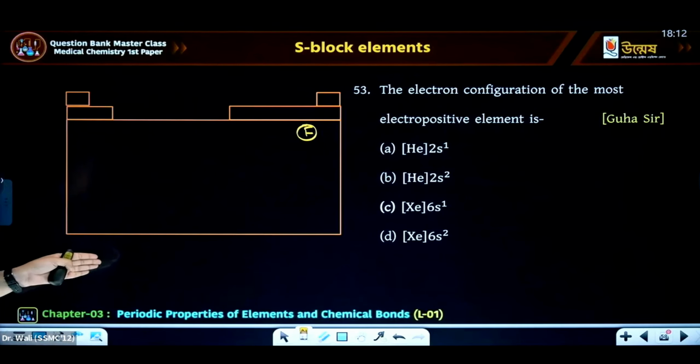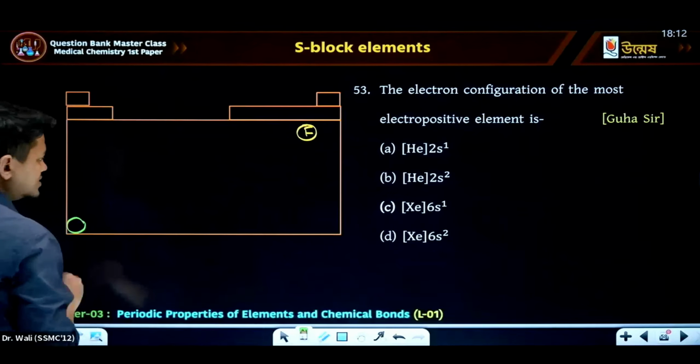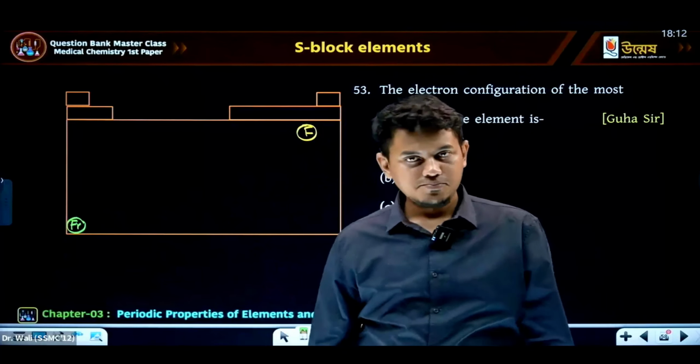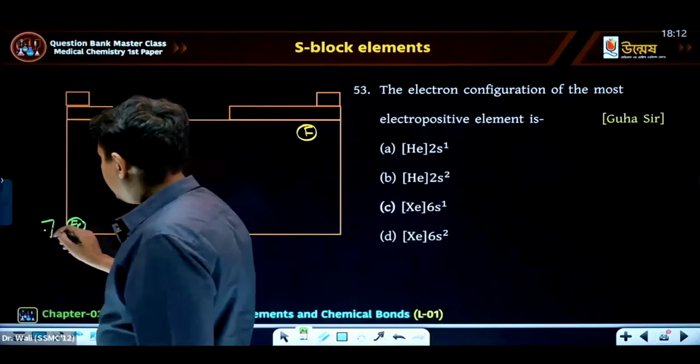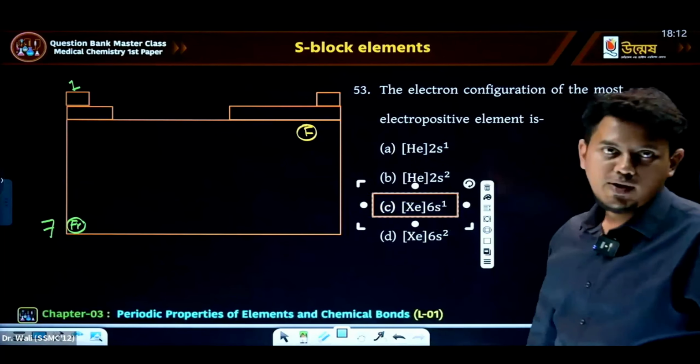But electronegativity decreases from top to bottom, so electropositivity will increase from top to bottom. So the element of highest electropositivity will be located here, which is francium. Now, this question is asking what is the configuration of francium. Francium is located at 7th period, group 1. So what should be the answer? The answer should be xenon 6s1.